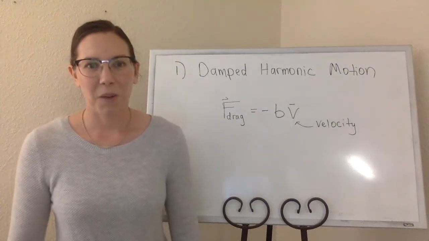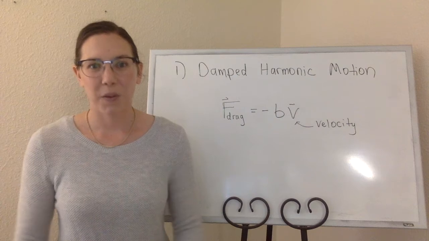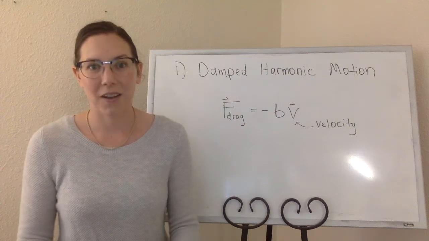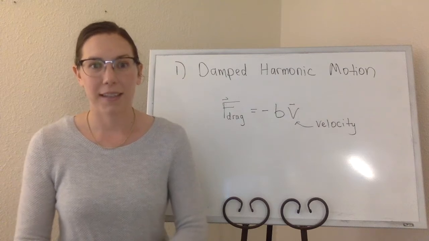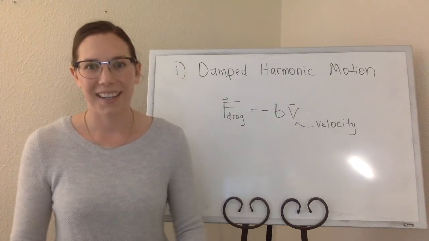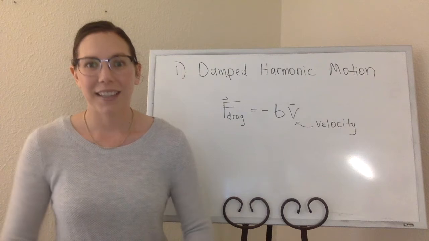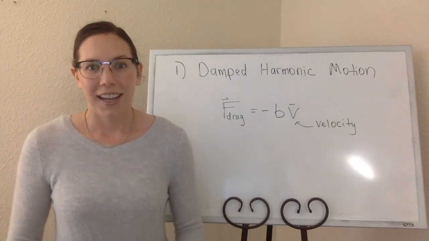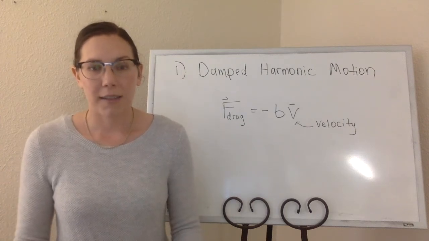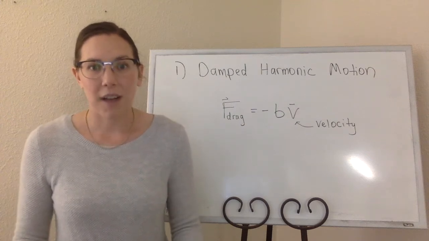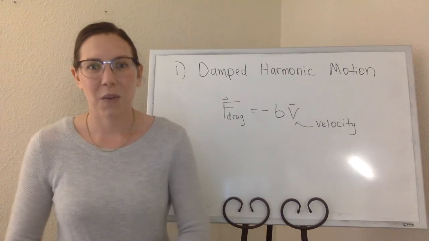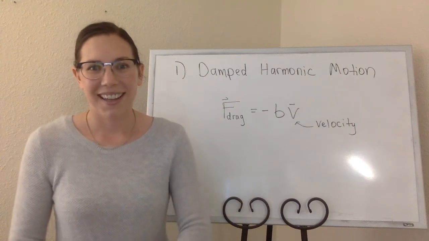In simple harmonic motion, we consider the case where the total energy of the system remains constant. In this section, we'll now look at two more realistic examples of harmonic motion, starting with the first case, damped harmonic motion. In real life, all harmonic systems will experience some amount of damping. This is energy loss, and it can be due to friction or air resistance forces.